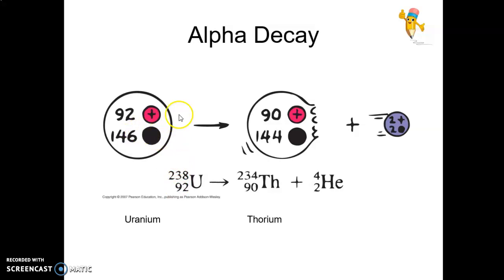So from here, you can visually see that 92 is going to get rid of 2 protons and it's going to decrease down to 90. 146 is going to get rid of 2 neutrons and it is going to decrease down to 144. Then you will have this helium particle that just got kicked out. Okay, so this is a visual representation of what it looks like for alpha decay.